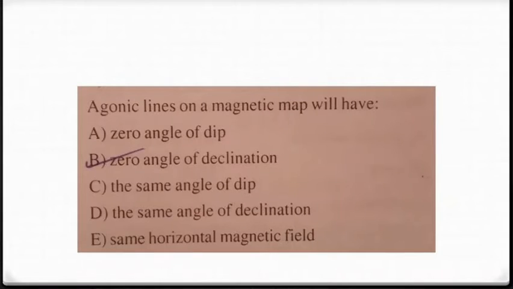Next question. Agonic lines on a magnetic map will have: A, 0 angle of dip; B, 0 angle of declination; C, the same angle of dip; D, the same angle of declination; E, same horizontal magnetic field. For the agonic lines on a magnetic map, there will be 0 angle of declination. So option B will be the right answer.